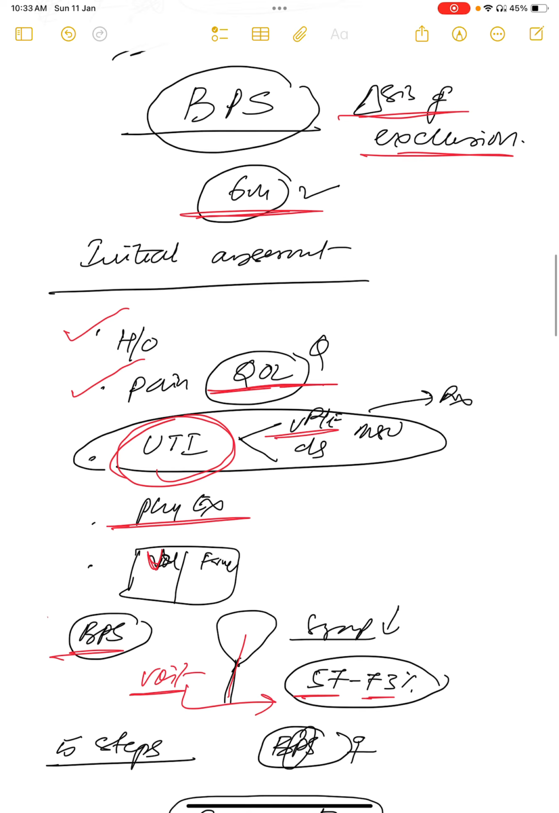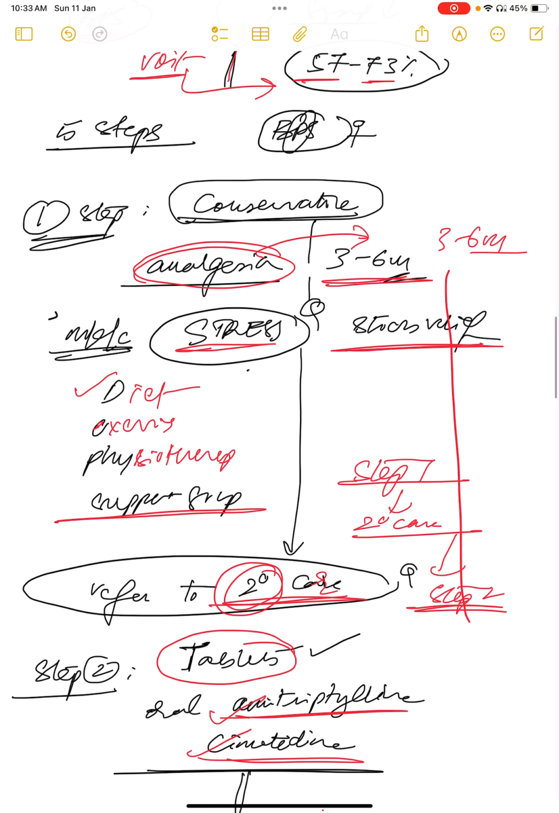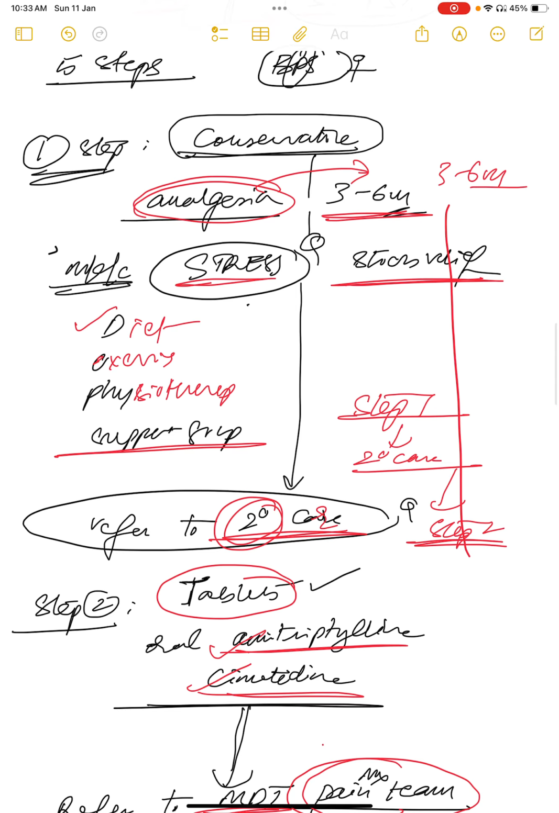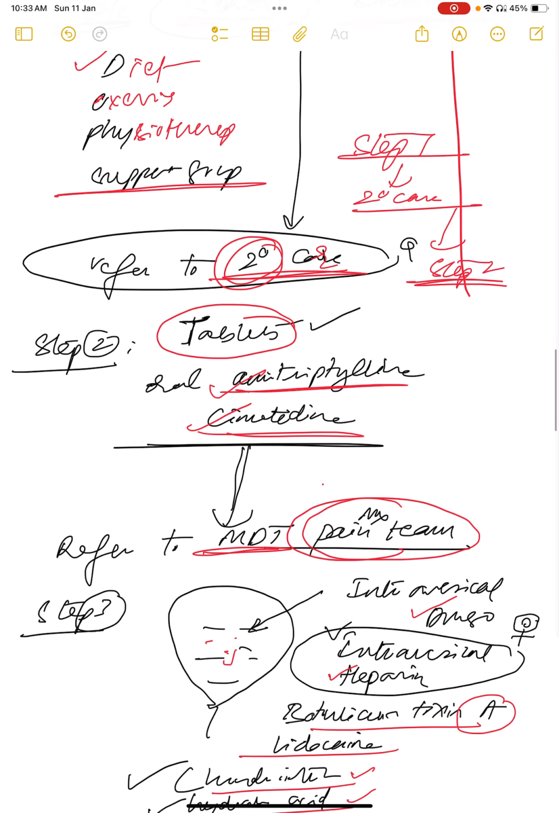So bladder pain syndrome is a diagnosis of exclusion. If there is pain for 6 months, you'll ask about history and all. How to manage this? Pain is there, so the first step is painkillers, analgesia for 3 to 6 months. Stress relief, diet, exercise, physiotherapy, support groups are there. If it is not working, then you'll refer her to secondary care.